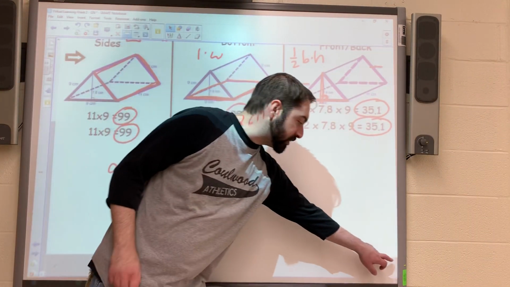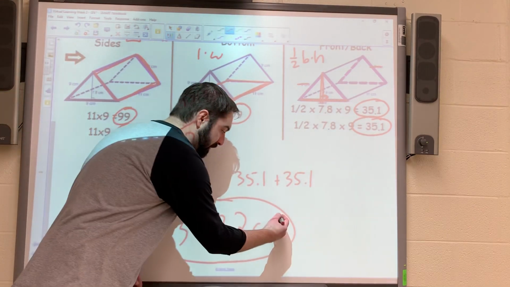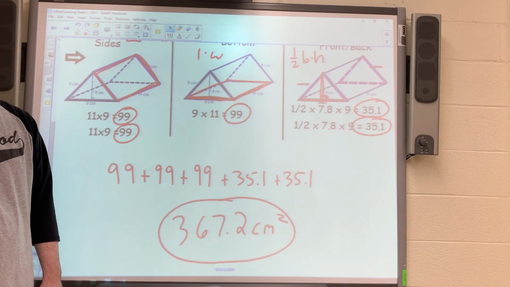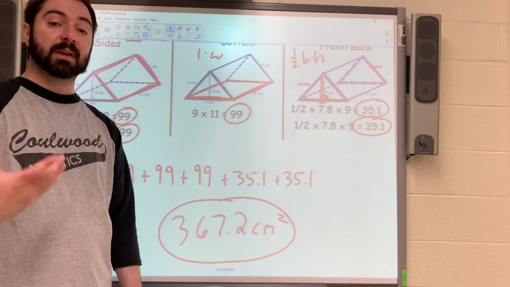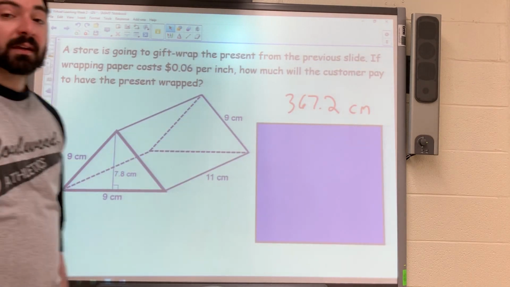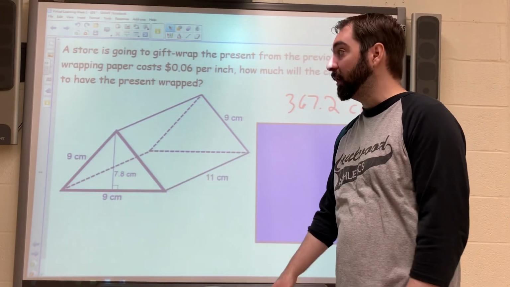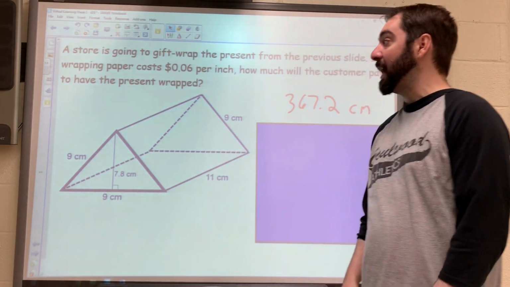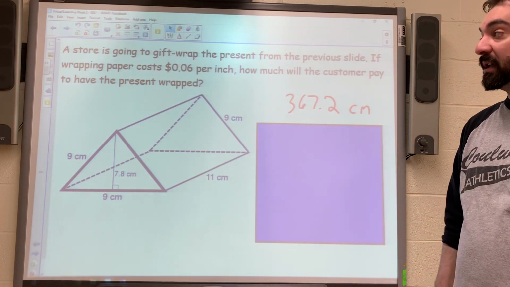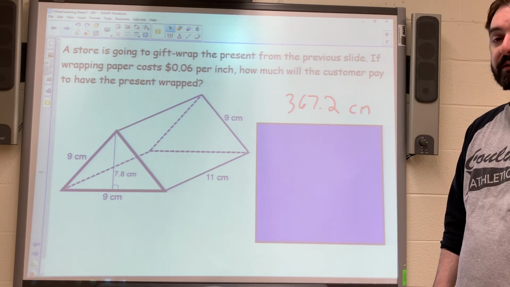Now, some questions ask us to find the surface area, square centimeters. Okay, 367.2 square centimeters. And sometimes they ask us to take it a little bit further than that. Today, we'll be taking it a little bit further. So, here's an EOG word problem using the same prism we just solved for. A store is gift wrapping the present from the previous slide. If the wrapping paper costs 6 cents per inch, how much will it cost to wrap the entire present?